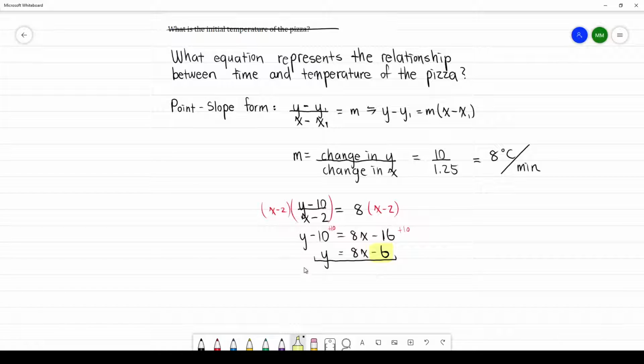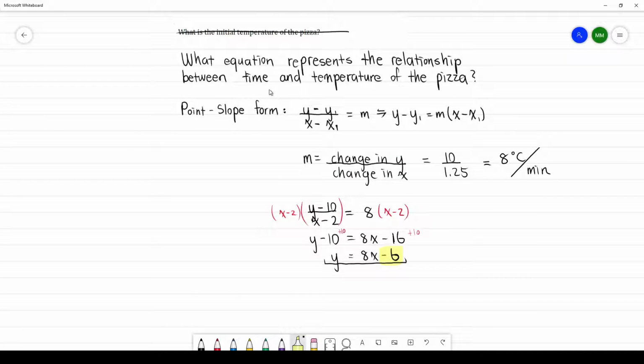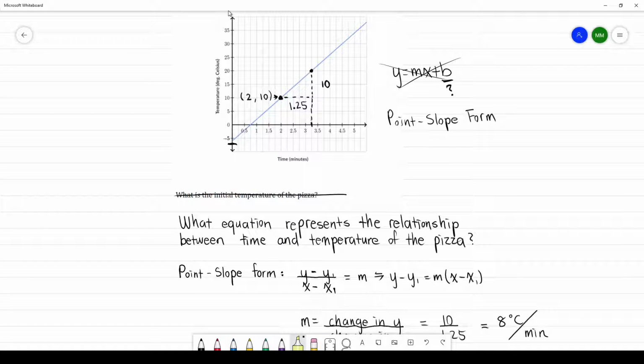So what does this represent? It's representing the relationship between time and temperature. Time is our x value, and temperature is the y value. So x and y.